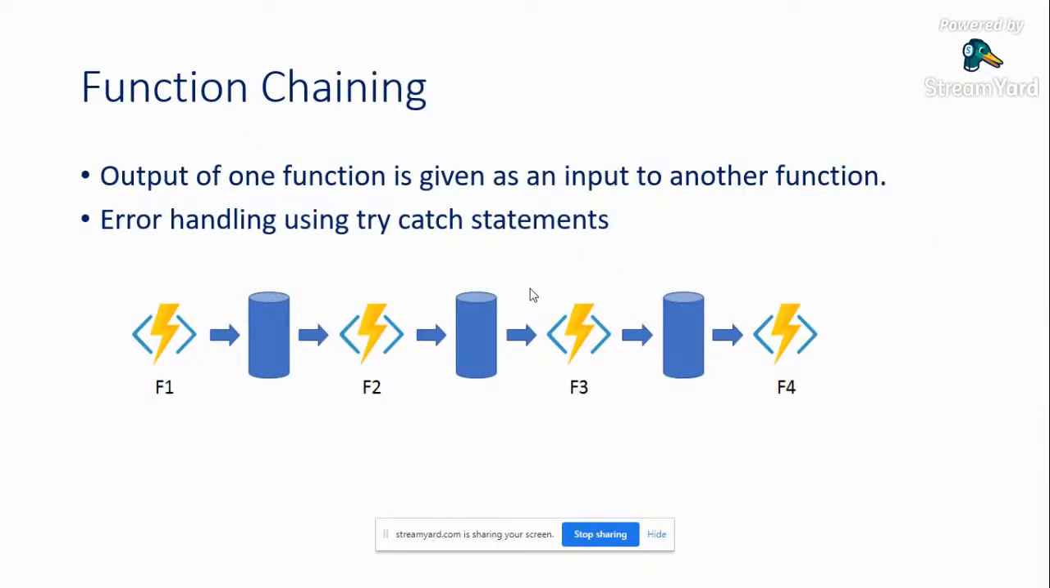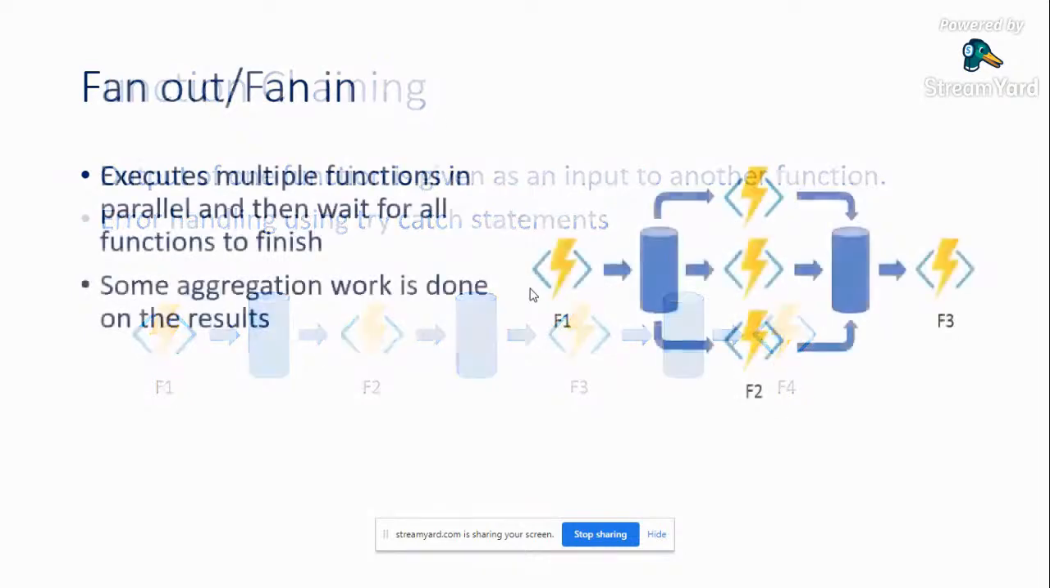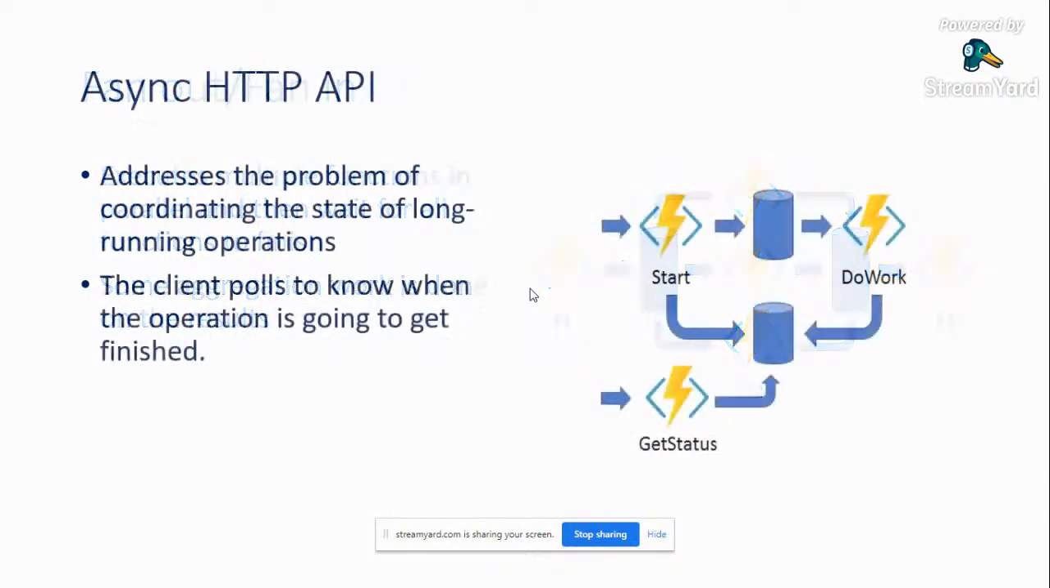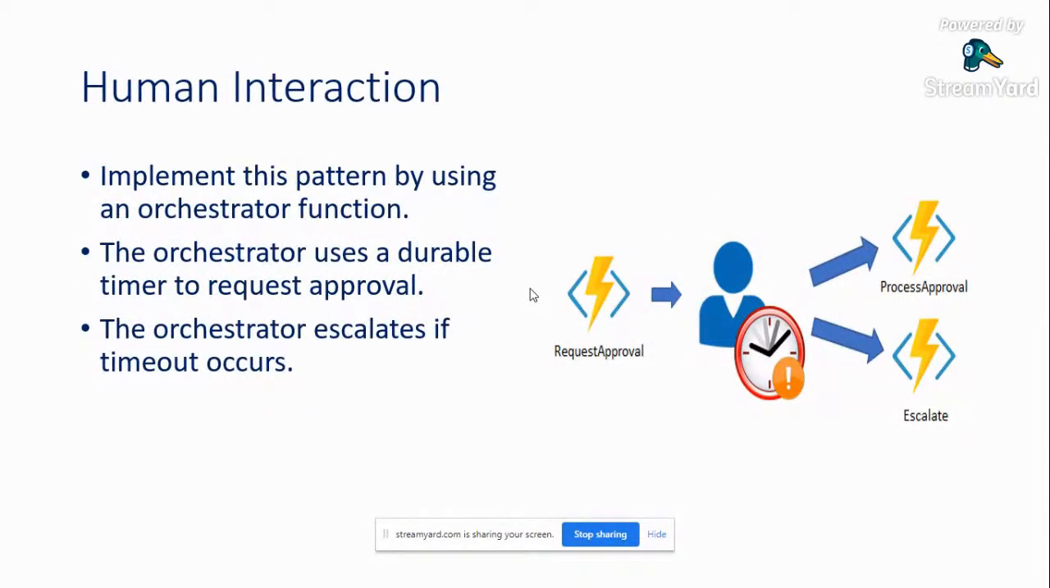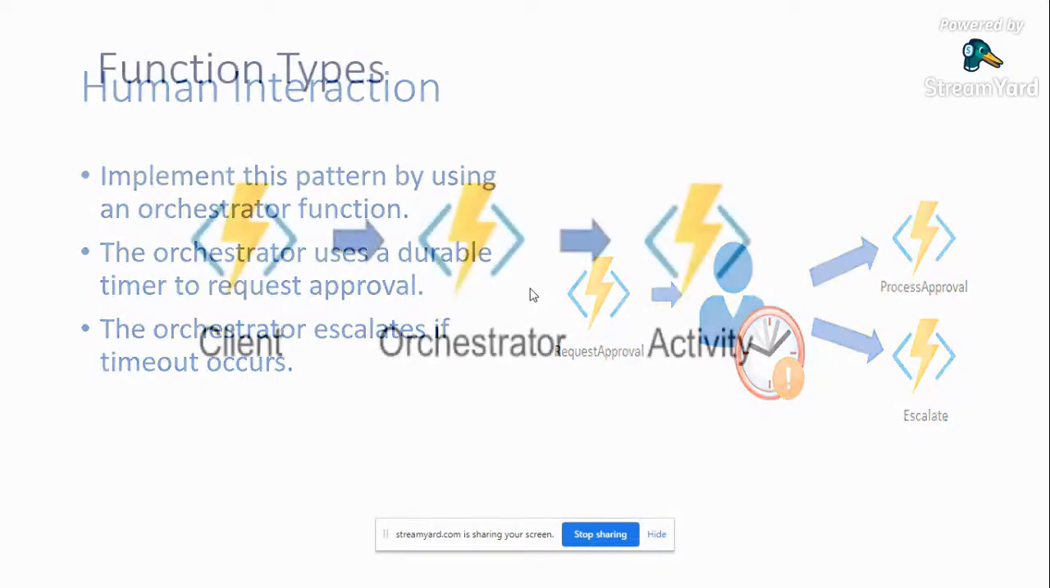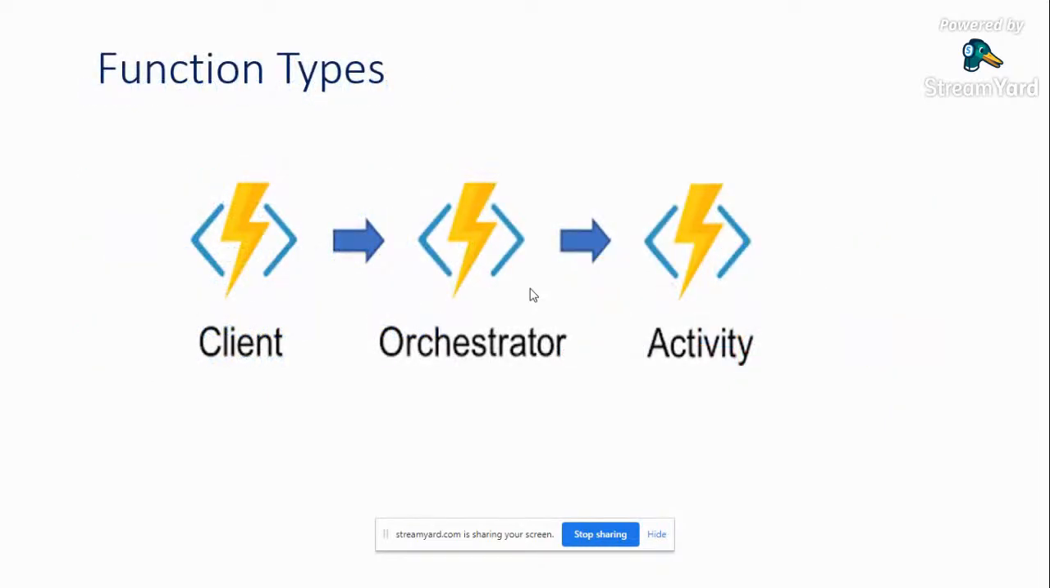The first one is function chaining. The second one is fan out fan in. The third one is asynchronous HTTP API. The fourth one is monitor. The fifth one is human interaction. There is one more, I think, called aggregation. I haven't added that in this. The next thing is function types. There are so many function types, as I said before. I haven't added the entity function over here.